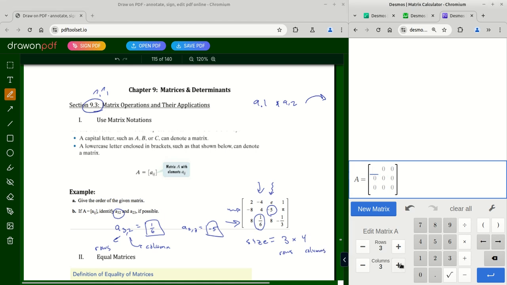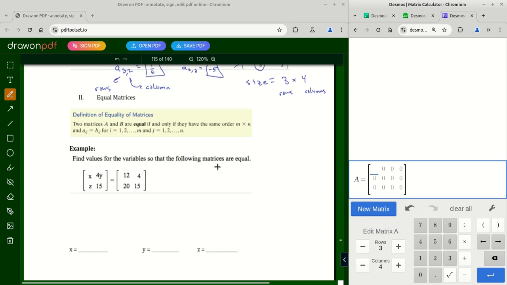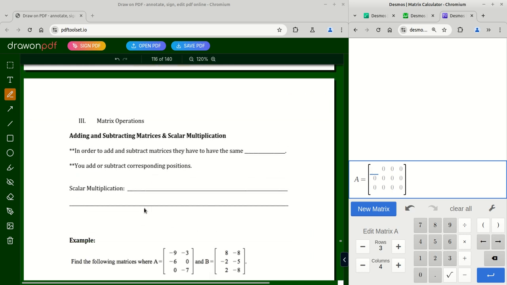So I could put that in here. See, 3 by 4, 3 rows, 4 columns. So now I can start putting those in there if I wanted to. I don't want to, but you get the point. Okay, so that's a matrix. So they want you to start adding them up or equaling them and all that stuff. I think the next thing is going to be adding them and stuff.